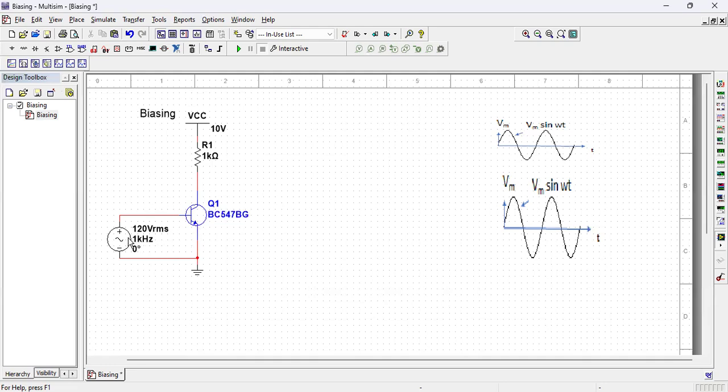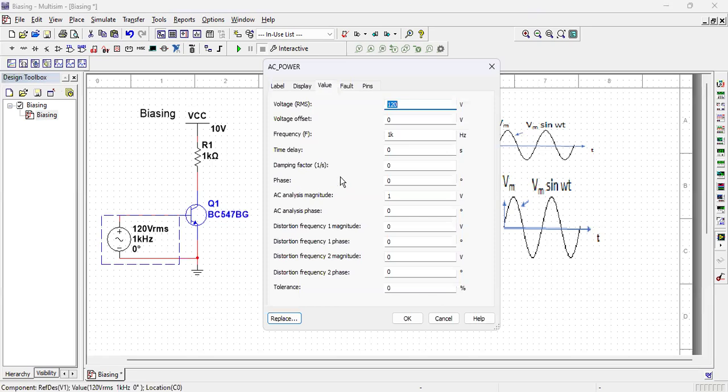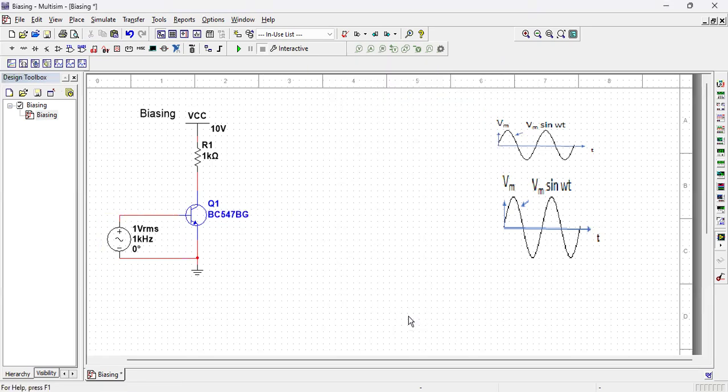And also, your signals are not in terms of volts. Signals are always in terms of millivolts, right? So let us take 1 volt. Let's take 1 volt RMS. 1 volt RMS will make 1.5 volt peak, right? So this signal goes into this.